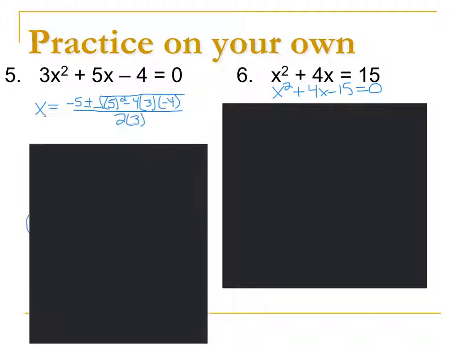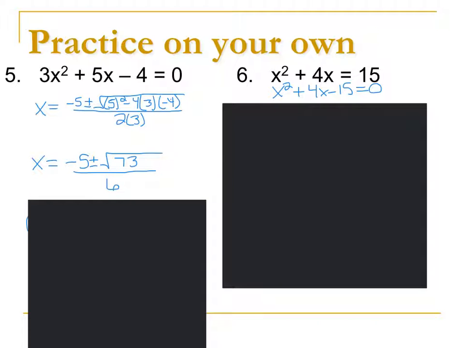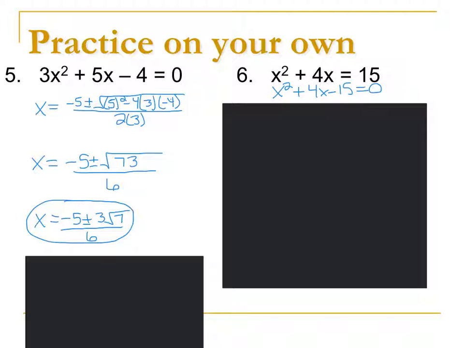Alright, so for number 5, you should have had a discriminant of 73, not a perfect square, but 2 real solutions. And you can simplify that to 9 times 7, and the square root of 9 is 3. So final answer here, since you can't simplify both parts of the numerator with 6, would be negative 5 plus or minus 3 times the square root of 7 over 6.